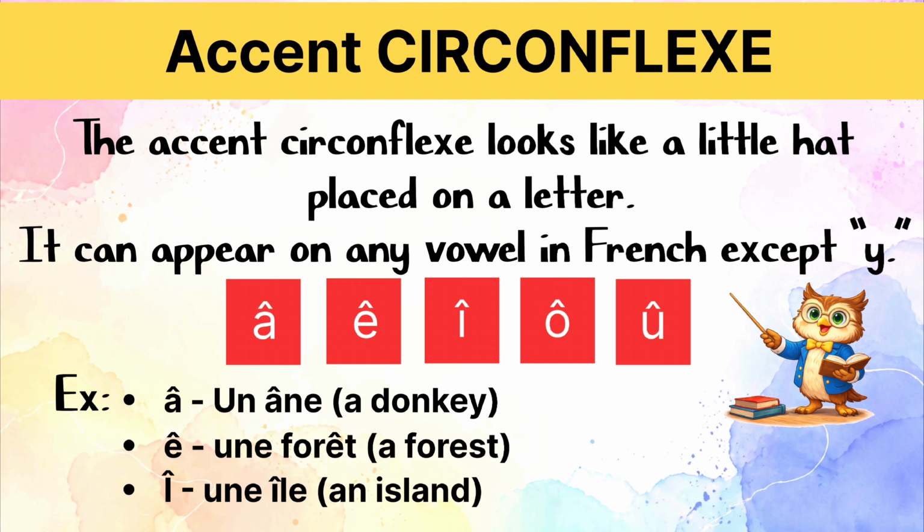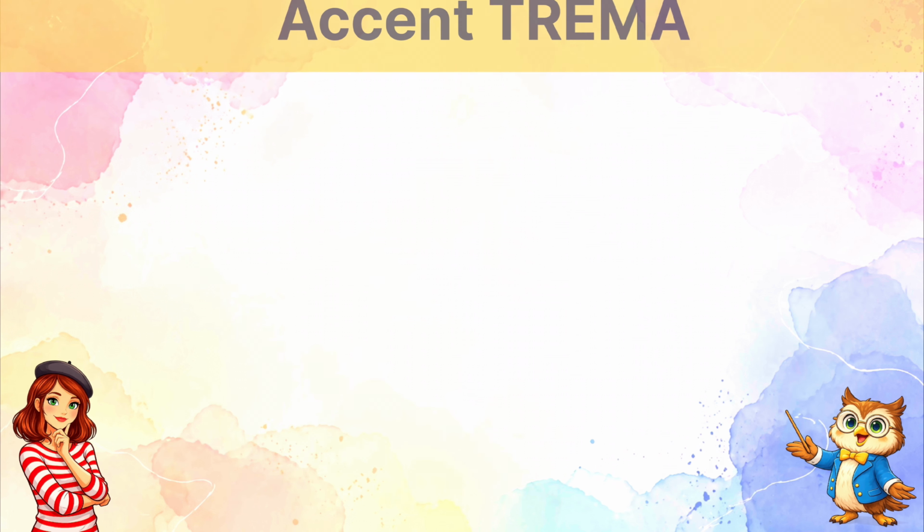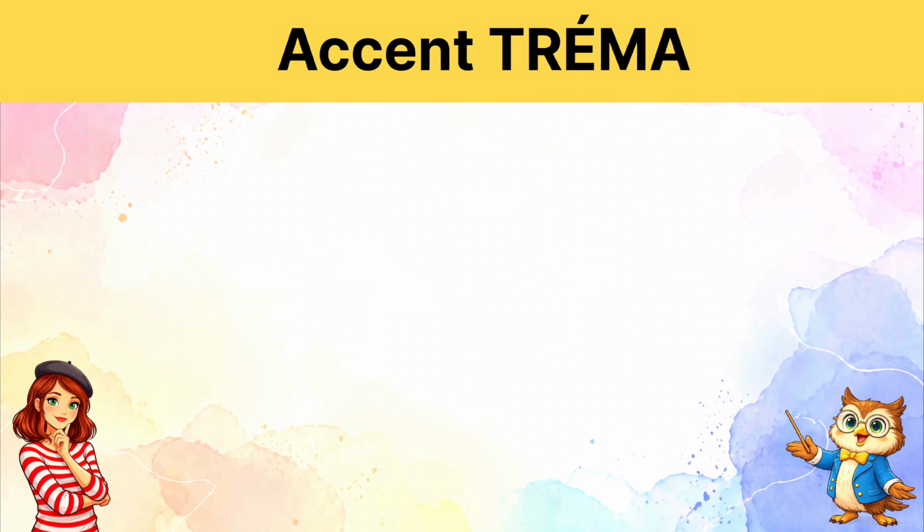I, une île. O, un hôtel. U, une bûche. What is accent tréma?